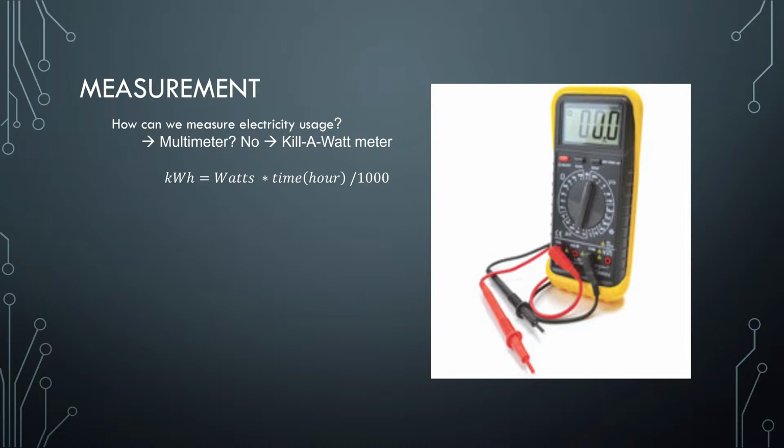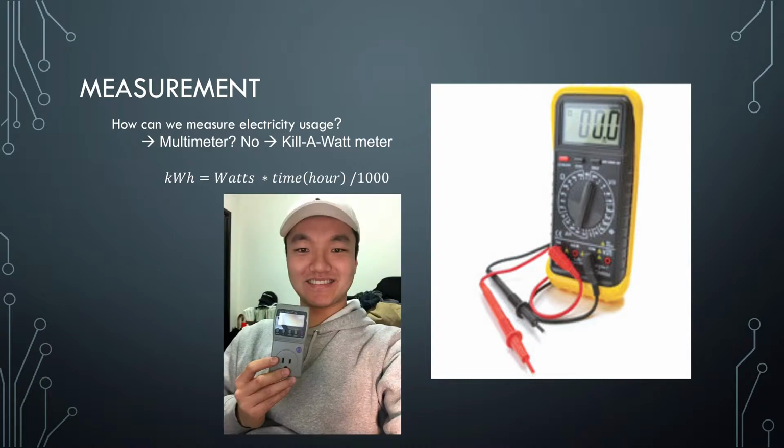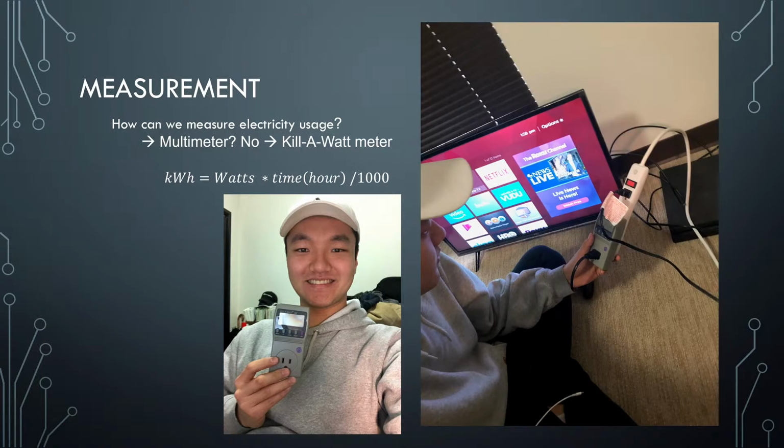So for the measurement, how can we measure the electricity usage? Do we use a multimeter? No, a multimeter is for more professional current, voltage, or resistance measurements. We are going to use a kilowatt meter. So here's a picture of me holding the kilowatt meter. It can measure watt usage at the current time I'm using the device. So with those watts, we can calculate the kilowatt hours using the equation above.